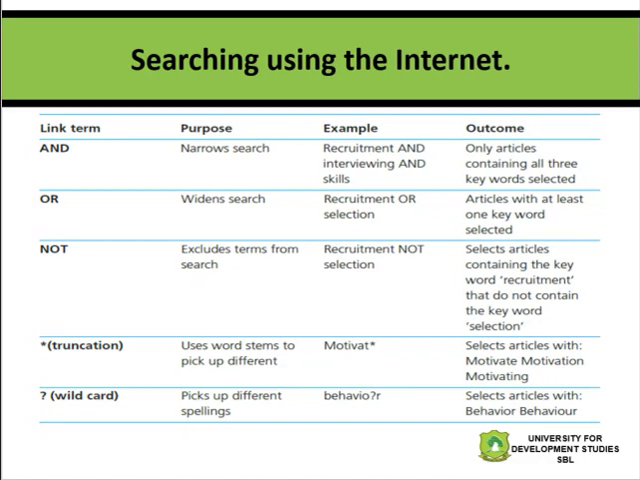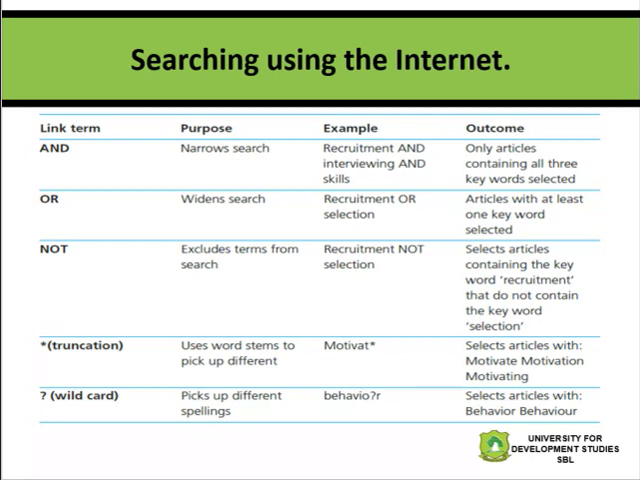I can also use NOT as a Boolean operator. And when I use NOT, it excludes the terms from the search. So if I'm looking for the term recruitment, and I know that recruitment and selection are similar, and I use the word NOT, my search term will be recruitment NOT selection. And when that happens, the search result that will be returned will be articles that contain the keyword recruitment, but do not contain the keyword selection, because I'm excluding the word selection.